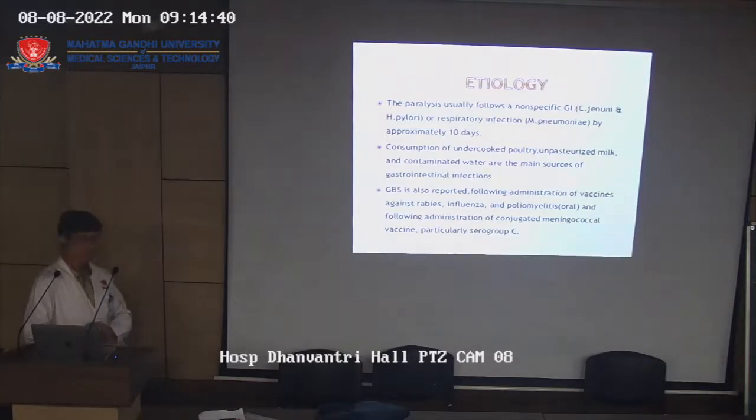Apart from the preceding infection, GBS also follows certain immunizations. There are incidences of GBS which occur following the administration of vaccines like rabies, influenza and poliomyelitis, and following the administration of conjugated meningococcal vaccine, particularly serogroup C. So GBS may occur either due to a preceding infection, which may be a gastrointestinal or a respiratory infection, or it may occur following the administration of certain vaccines. So this is the etiology behind GBS.